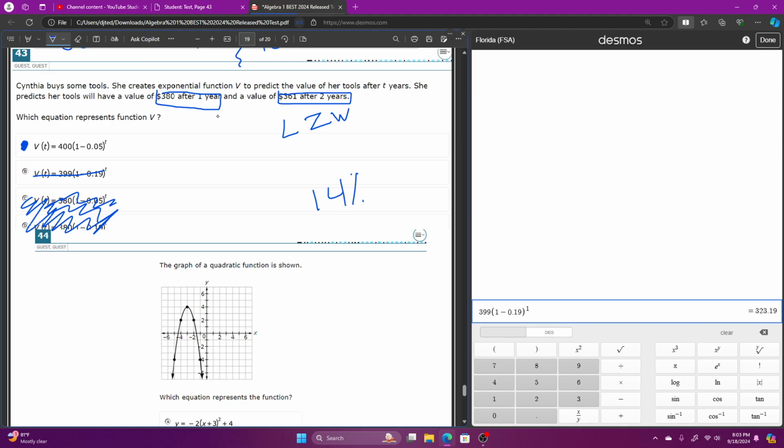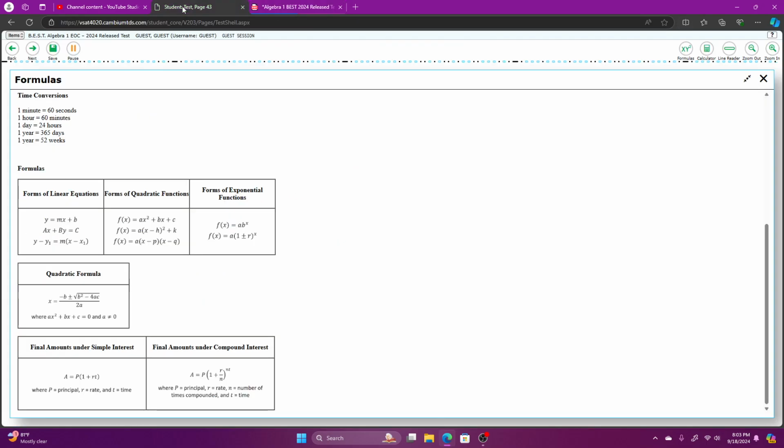So I really think that if you practice putting these in on the calculator and trying out the numbers, you can beat that. So that was A.